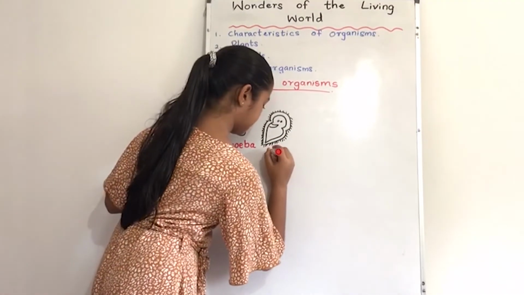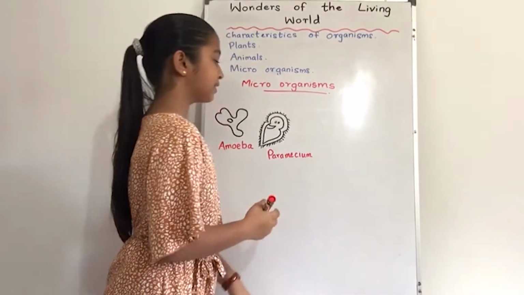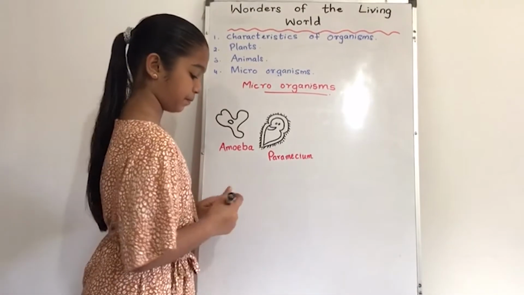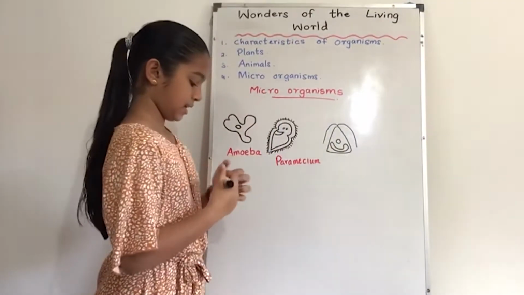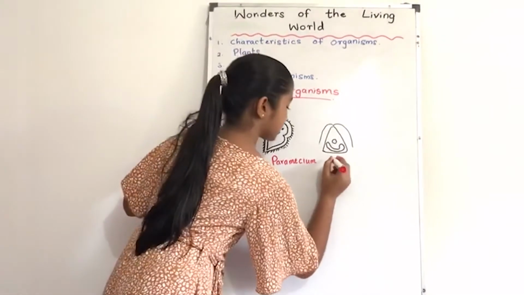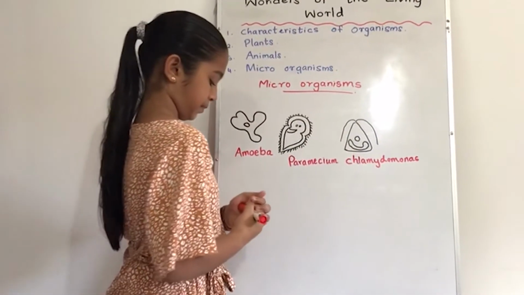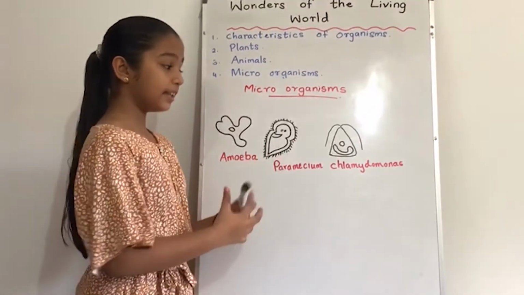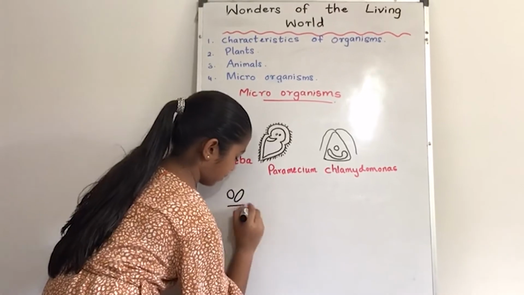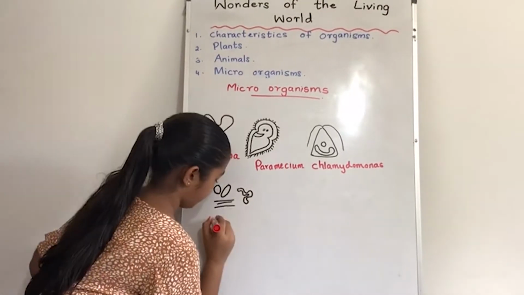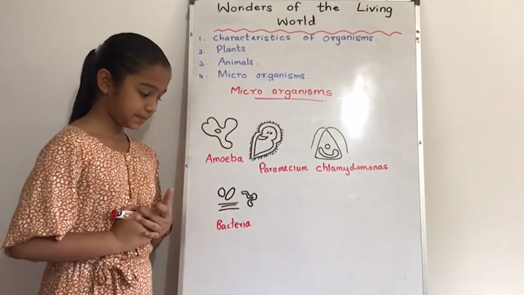This is paramecium. This is the shape of the paramecium. This is Chlamydomonas. It is green in color and can do photosynthesis. These are some shapes of bacteria.